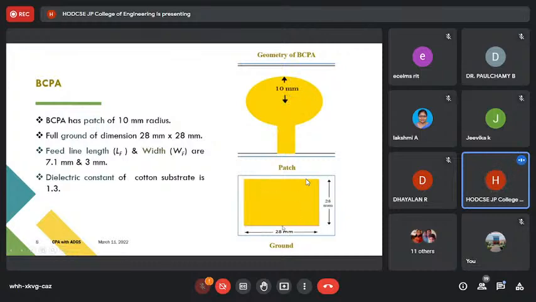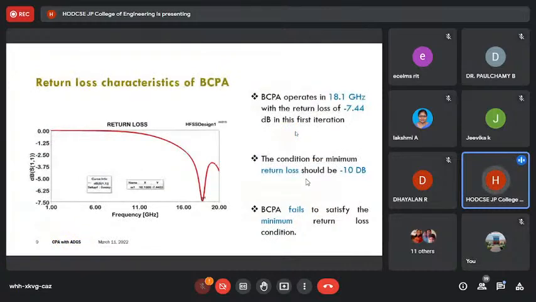The ground is a full ground with an overall dimension of 2.8 by 2.8 centimeters square. The feed line length, LF, and the width of the feed line are 7.1 millimeter and 3 millimeter. Here, cotton is used as the substrate material. The dielectric constant of cotton is 1.3. Let us understand the performance of the existing antenna, first by the return loss. This figure shows the return loss characteristics of the basic circular patch antenna. The main condition is that the return loss should be equal to or less than -10 decibel.